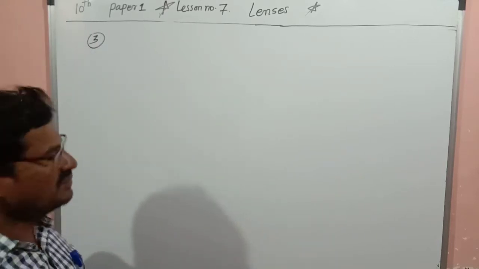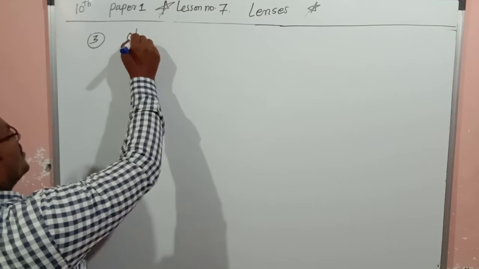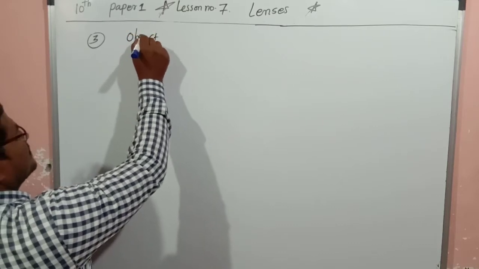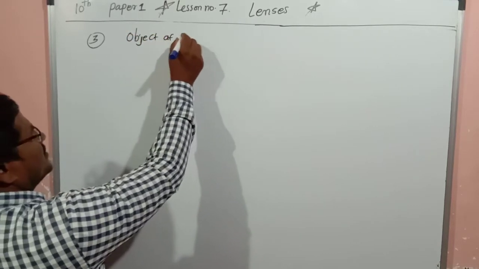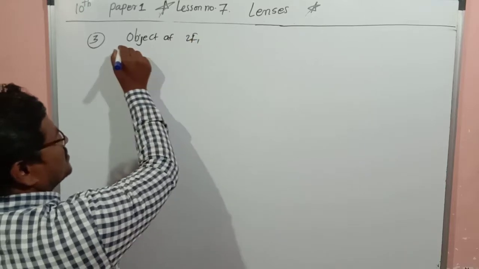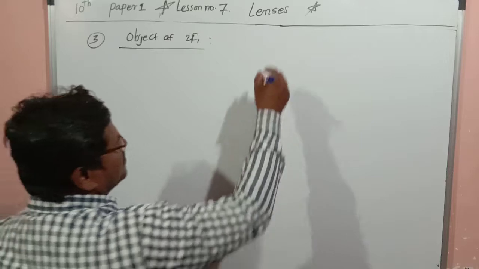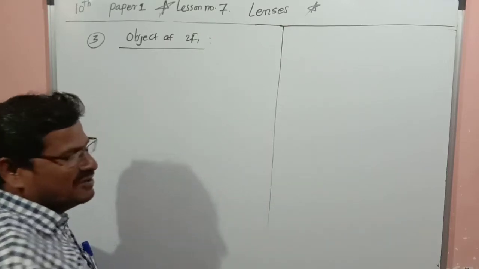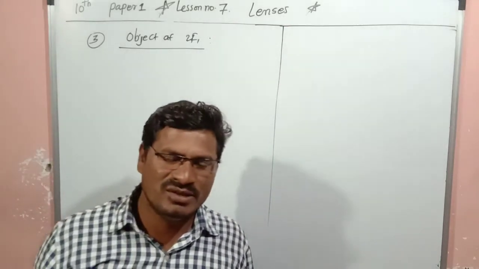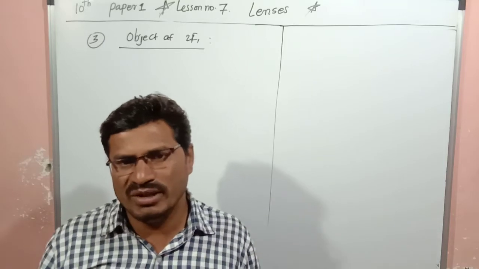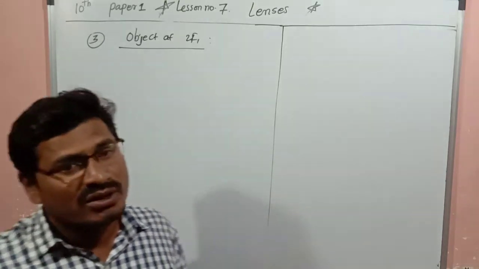Next, the third position is the object at 2f1. Object will be there at 2f1. So where will be the image? What will be the nature of the image? What will be the size of the image? That one we are going to study.